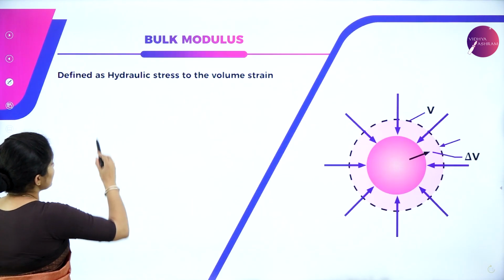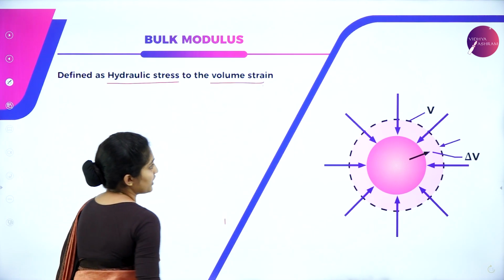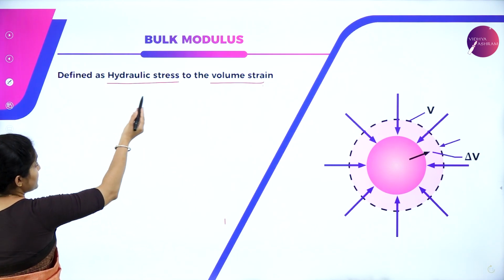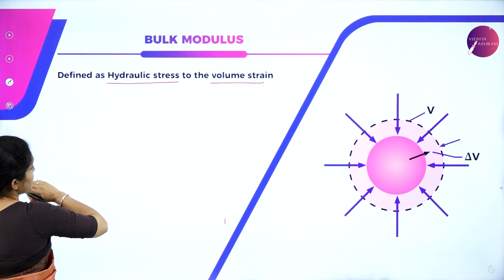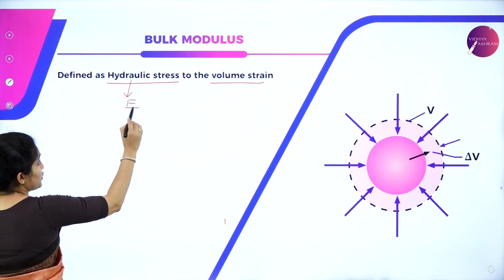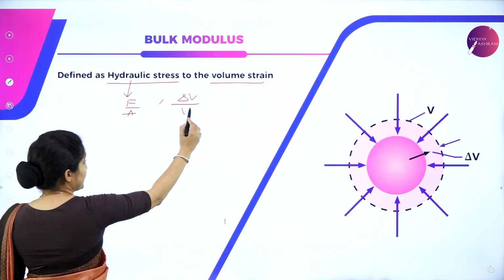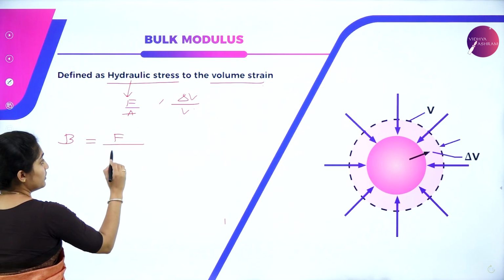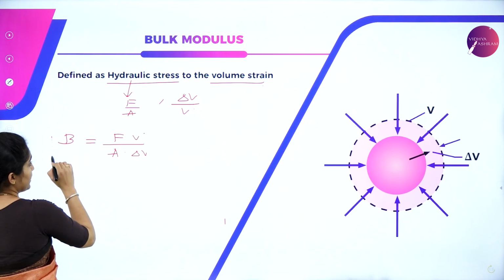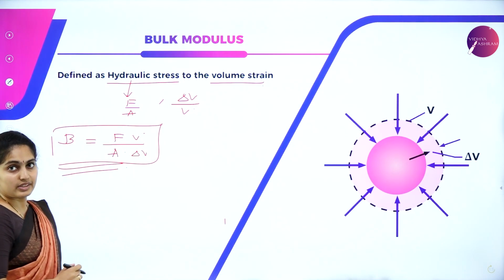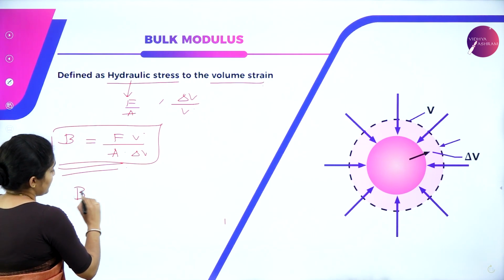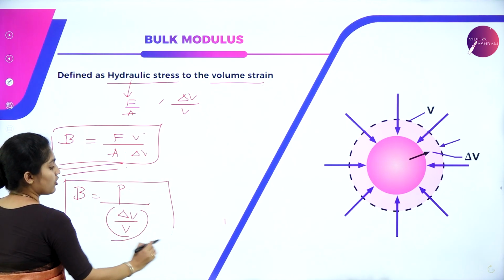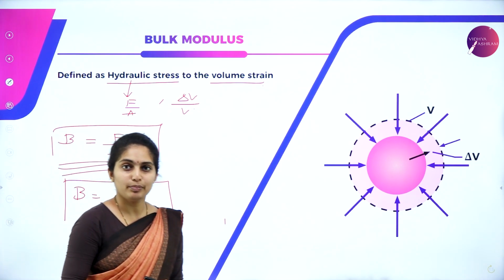Next you have bulk modulus. It is defined as hydraulic stress to the volume strain. Same thing we discussed previously in the types of stress. Here hydraulic stress is given in terms of F by A, and volume strain is given in terms of delta V by V. So the bulk modulus is equal to F by A divided by delta V by V. You can even write this as force per unit area, which is pressure, divided by delta V by V. This can also be the equation. So this is all about your bulk modulus.